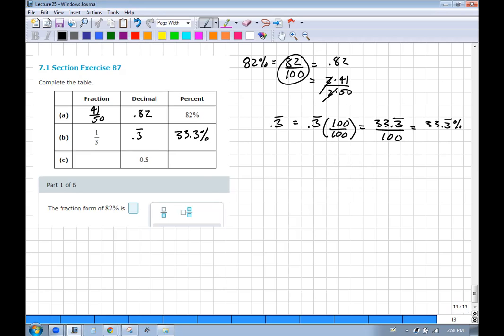0.8, this is the easy one, right? 0.8 is 0.8. Got to get that 100 on the bottom, moving the decimal to the right twice. We got 80%. And as a fraction, you already have it right here. You can just go boom, 8 out of 10. Okay.